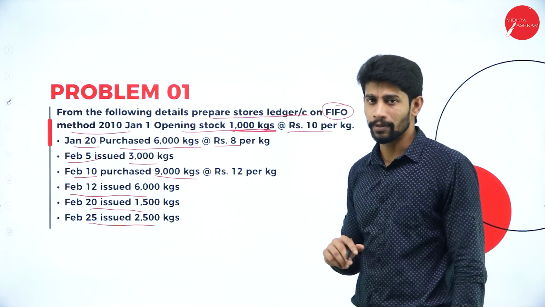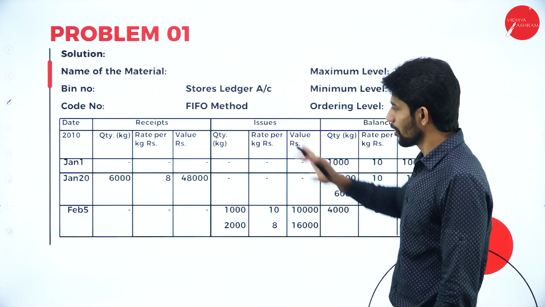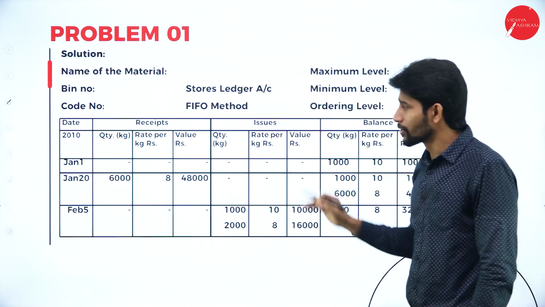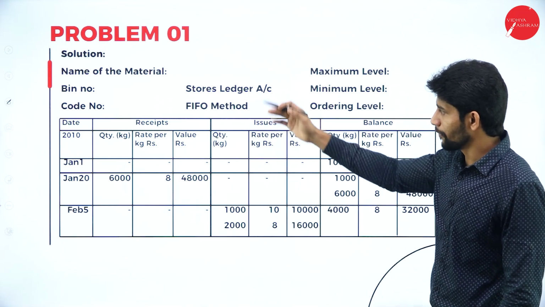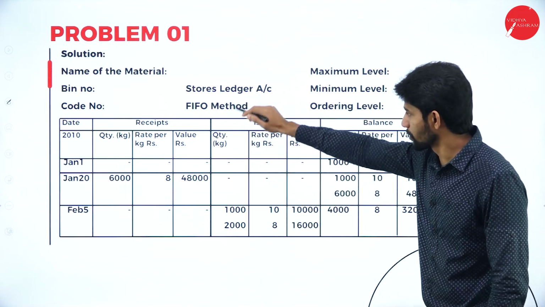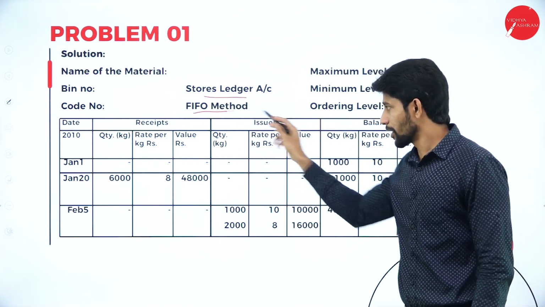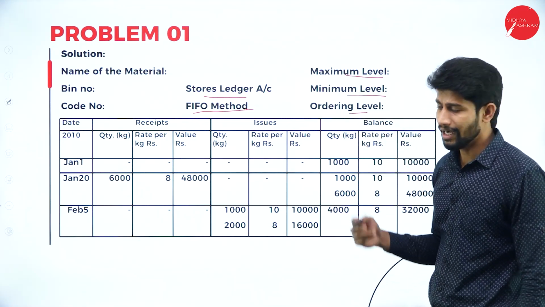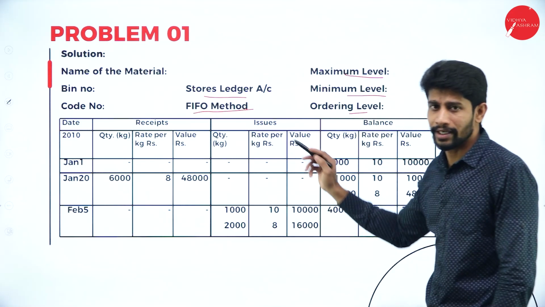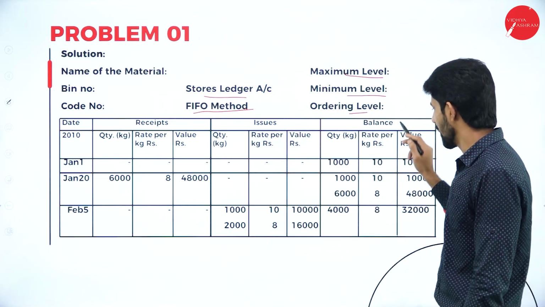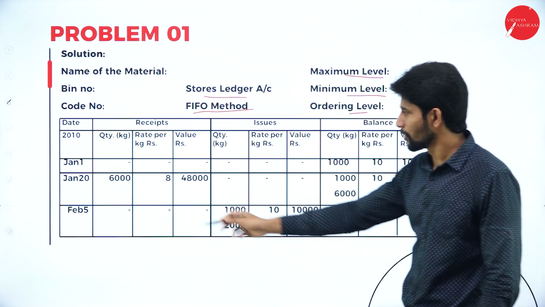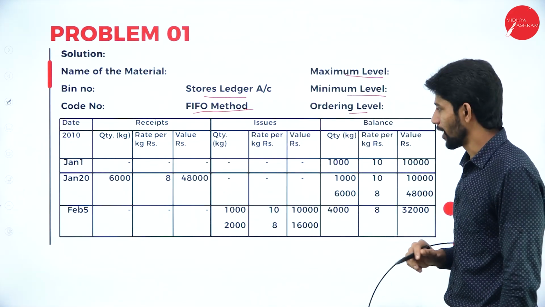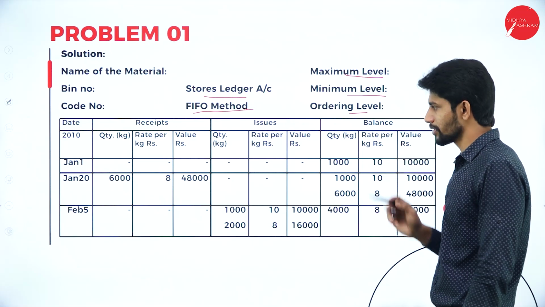So how to solve the problem? First we are supposed to put the format. I hope all of you already know the format. Computation of store's ledger: name of the material, bin number, code and store's ledger account. We are preparing under FIFO method, with maximum level, minimum level, ordering level. Now put the format: date, receipt, issues and balance. Again under receipt, quantity, rate, value, and issue, quantity, rate, value, and balance, quantity, rate, value.